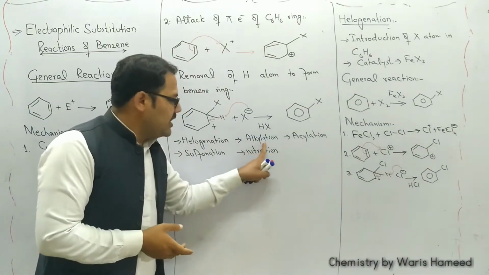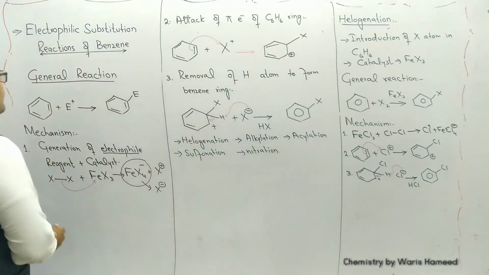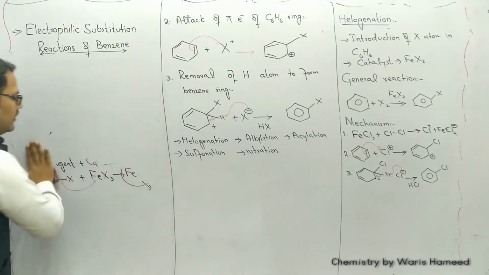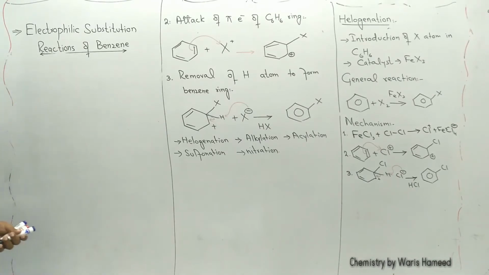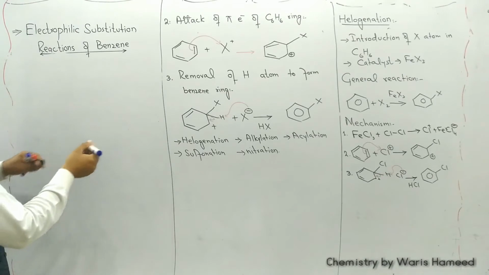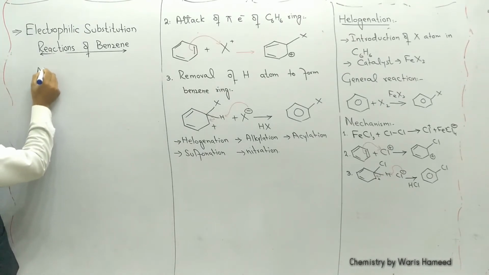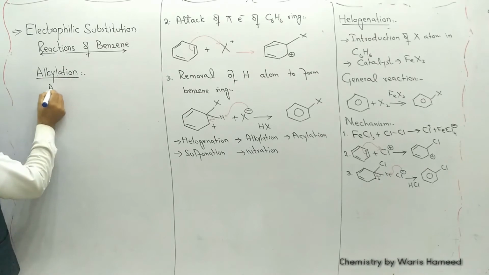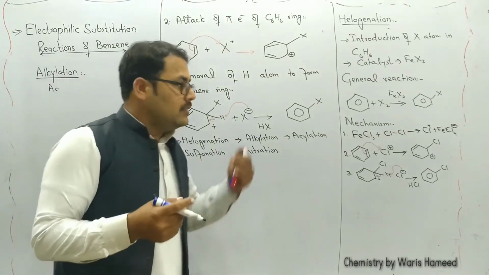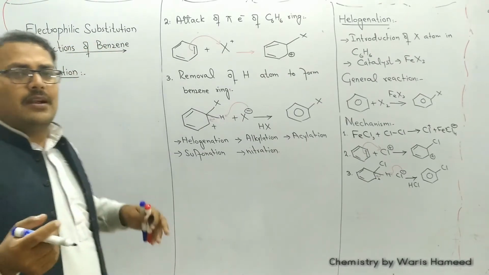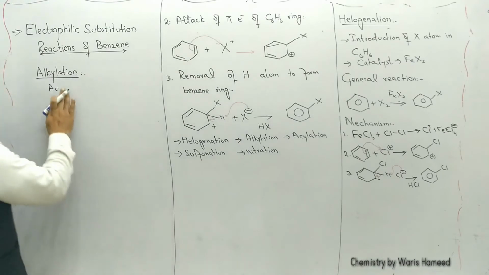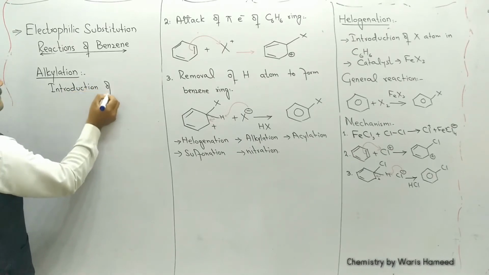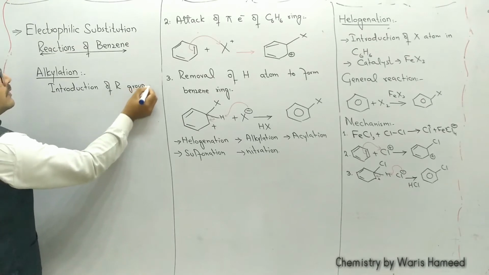Now going toward the next reaction, that's alkylation. What is alkylation? It is also known as Friedel-Crafts alkylation. These are actually substitution reactions, so we cannot use the term addition. It is the introduction of an alkyl group, introduction of R group in the benzene ring.